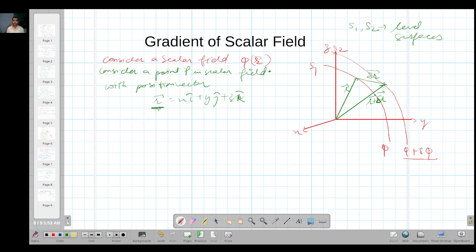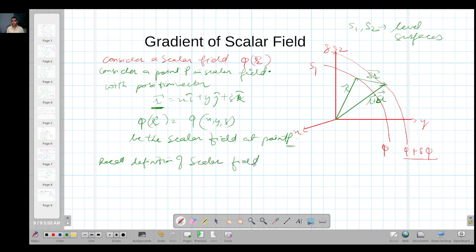So therefore if phi is dependent upon r, then phi r can be written like this, that it is a function of x, y, and z also. So this be the scalar field at point P. At point P, if we recall the definition of scalar field, then it was stated that it should be continuous and differentiable. That means this phi, according to definition, should be continuous and differentiable.